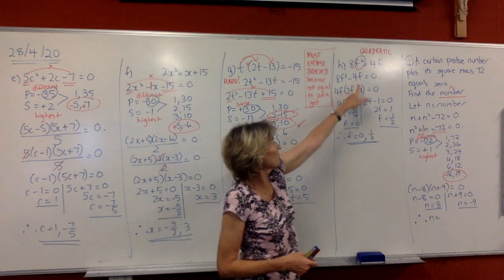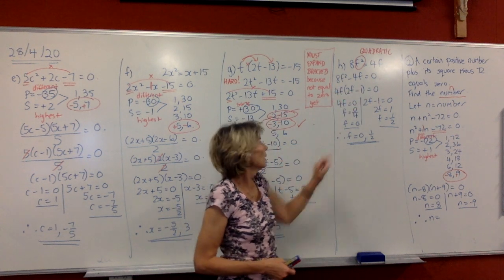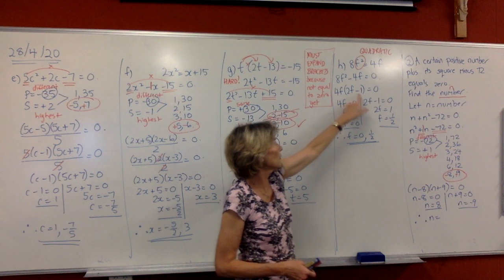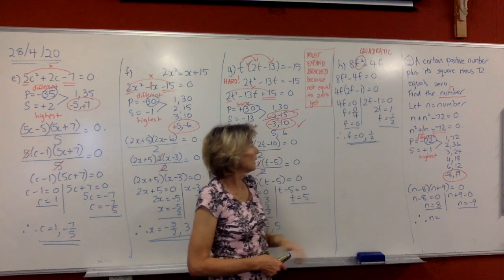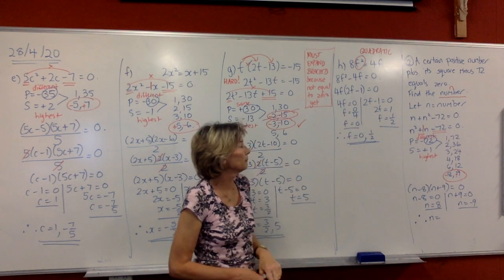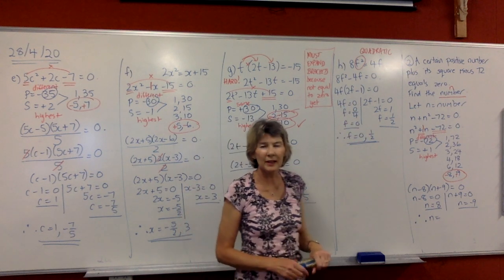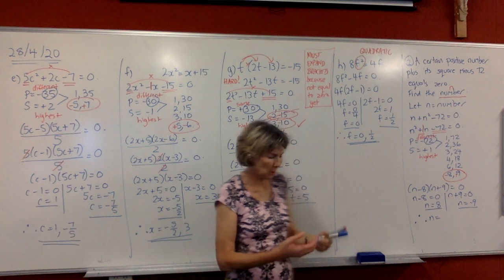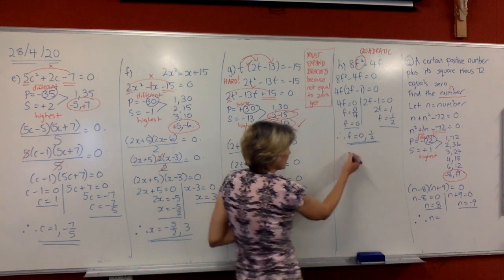We can take a common factor of 4f out here. That will leave you in the bracket with 2f minus 1. And now we're just going to make each bracket equal to 0 and solve the equation. Okay, so if you do anything else, so sometimes what people will do is something like this.